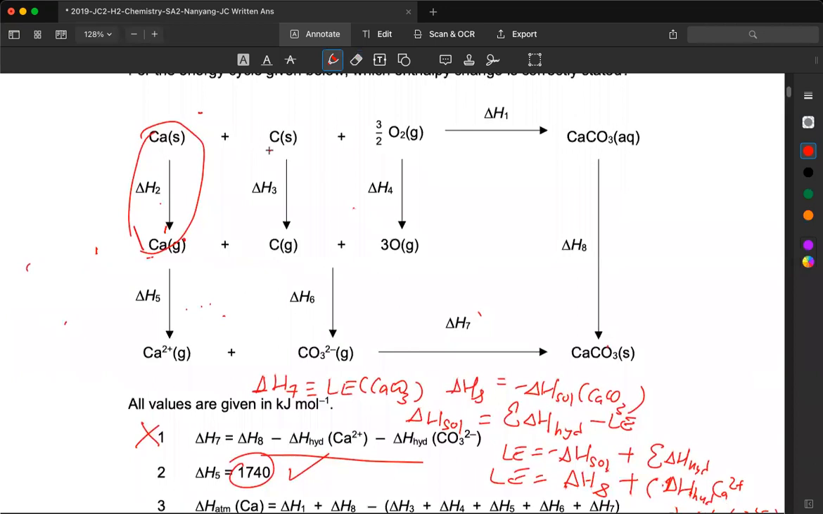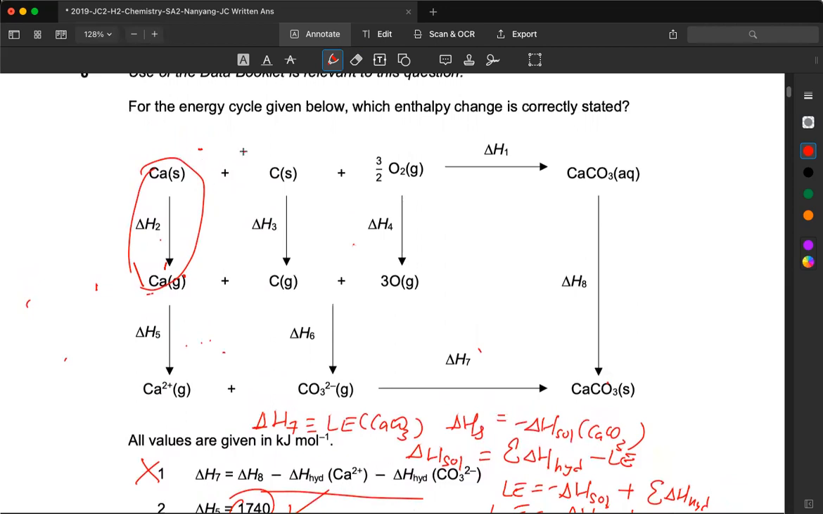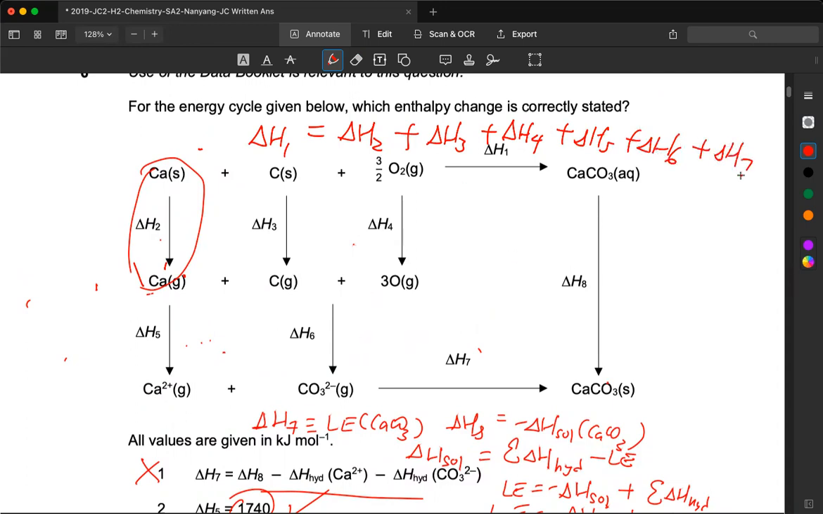So to find this, let's determine this to see whether this makes sense. Because of H1 here, right? We do our own one. So H1, work backward. So it's equal to H2 plus H3 plus H4, correct? Plus H5 plus H6 plus H7, but here is the opposite, so it becomes minus H8.